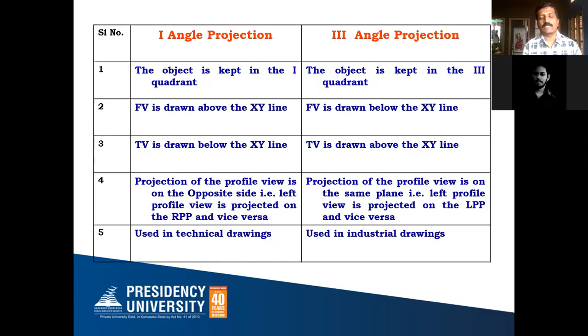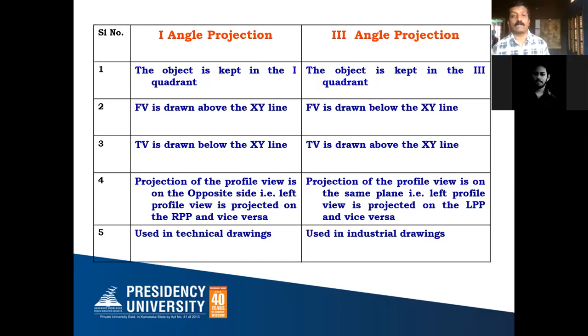Front view is drawn above XY line. Is it true? In the first angle projection system, the front view will get above the XY line and the top view will get below the XY line. In third angle projection system, vice versa. The front view will get below the XY line and the top view will get above the XY line. Similarly, projection of the profile view, that is side view, is on the opposite side.